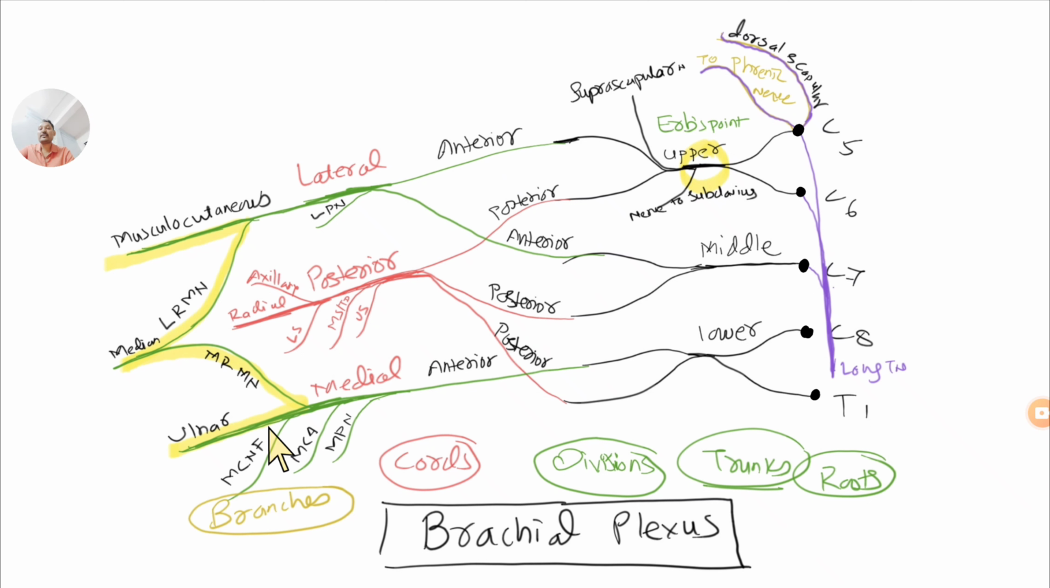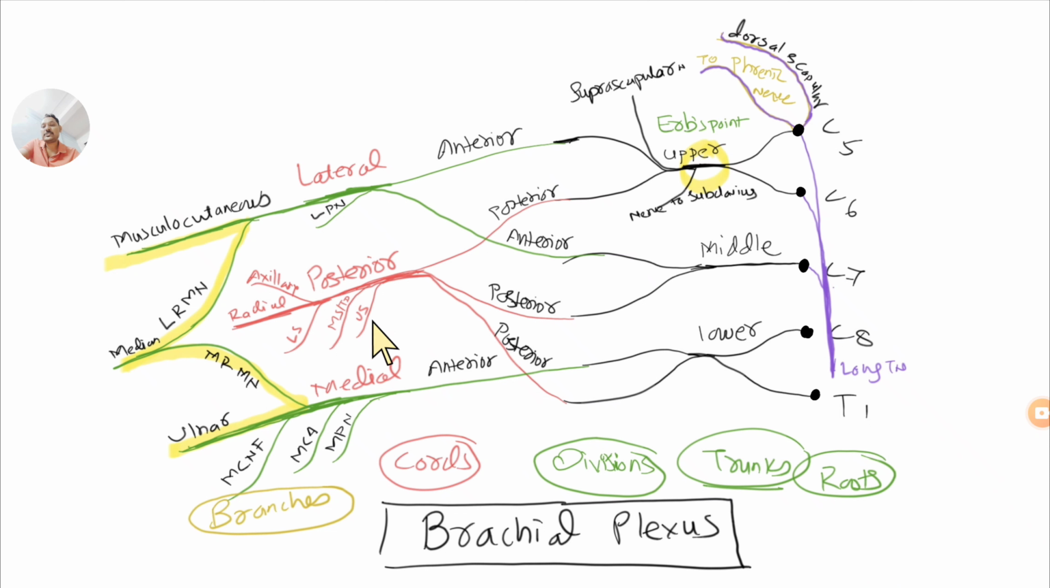So I hope you are now understanding how they are arranged, how the roots form the trunks, how the trunks divide into two parts, and how these two parts have anterior divisions: the two upper anterior uniting into the lateral cord, the lower anterior continuing as the medial cord, and all the posterior divisions contributing to the posterior cord.